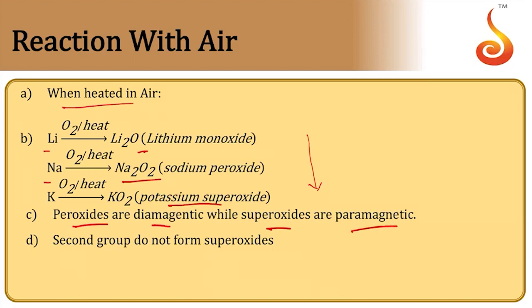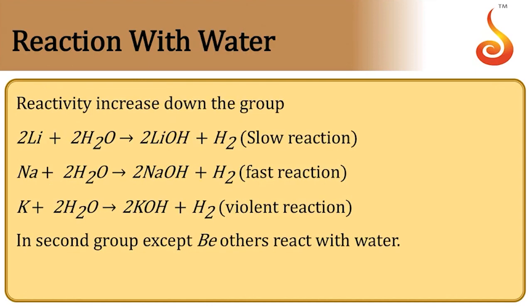Peroxides are diamagnetic in nature, while superoxides are paramagnetic. Superoxides have an unpaired electron in them, therefore superoxides are paramagnetic in nature. Second group elements do not form superoxides. Second group elements can form only oxides and peroxides but not superoxides. That's regarding the oxide formation of these elements.